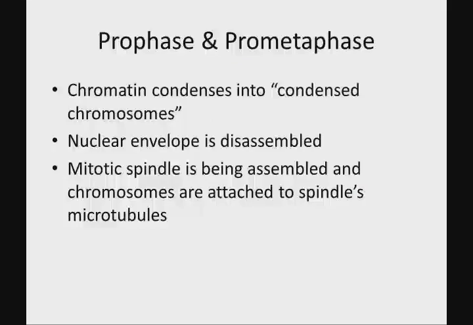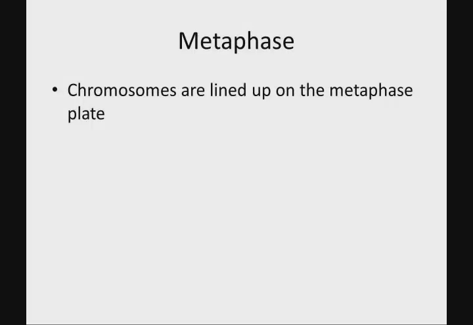So let's go over these again because you're going to need to study these and need to hear them again and again. The main points from prophase and prometaphase are the chromatin condenses into our condensed chromosome format. The nuclear envelope is disassembled, and the mitotic spindle is assembled and attached to the chromosomes. All right. In metaphase, we're going to line them all up on the metaphase plate.